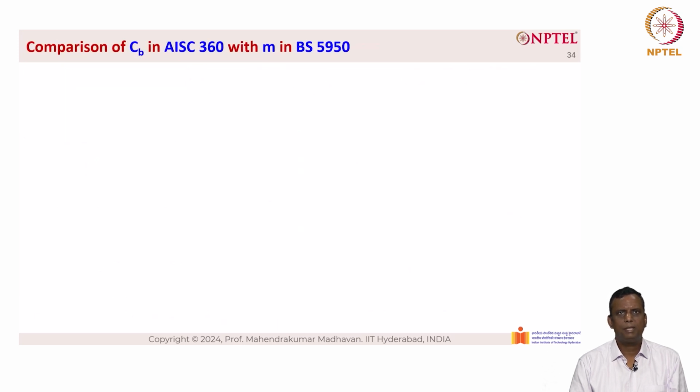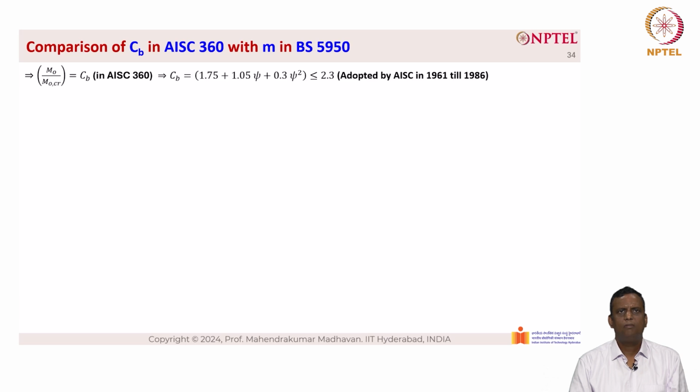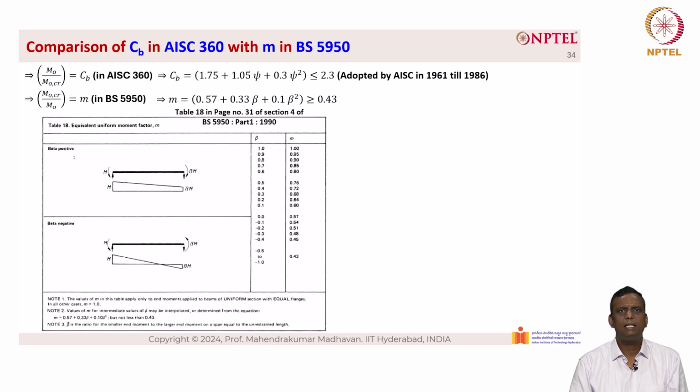Now let us compare C sub B in AISC 360 with M in BS 5950. So M critical by M naught critical equal to C sub B in AISC 360, where C sub B is given as 1.75 plus 1.05 psi plus 0.3 psi square, which should be less than or equal to 2.3, adopted by AISC in 1961 till 1986. However, in BS 5950, we have the equation reversed. We have M naught critical by M critical is equal to m. So m equal to 0.57 plus 0.33 beta plus 0.1 beta square, which should be greater than or equal to 0.43. So this is table 18 in page 31 of section 4 of BS 5950 part 1 1990.